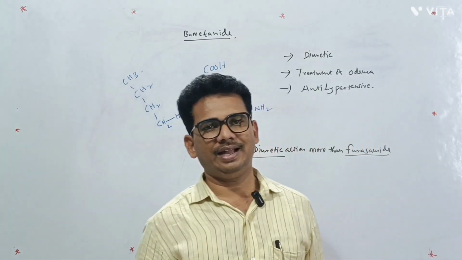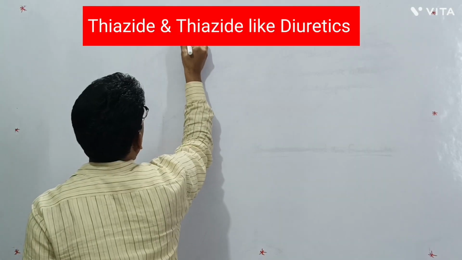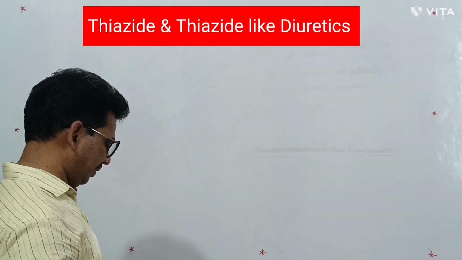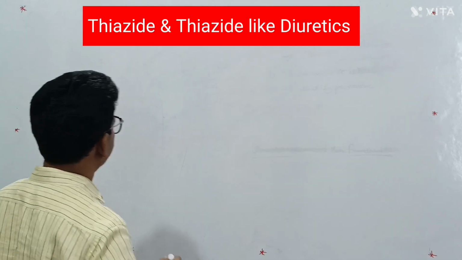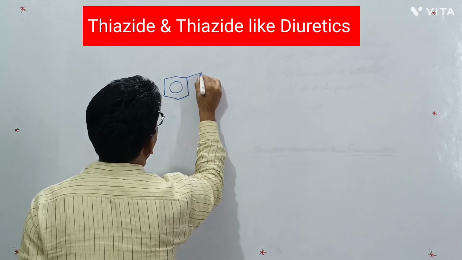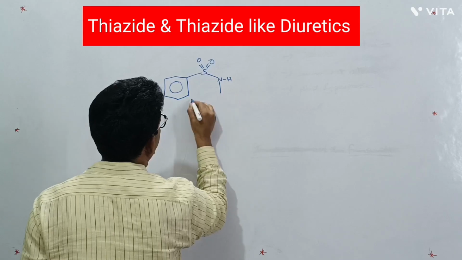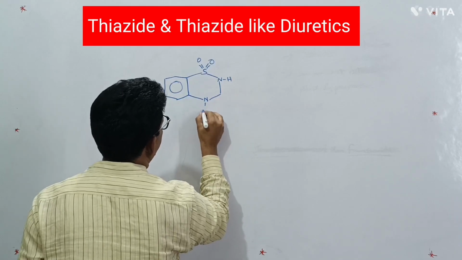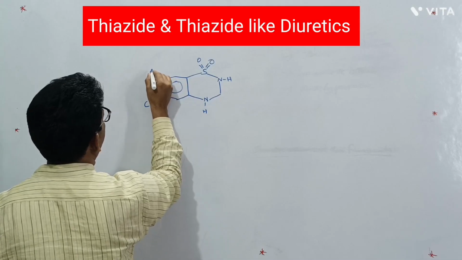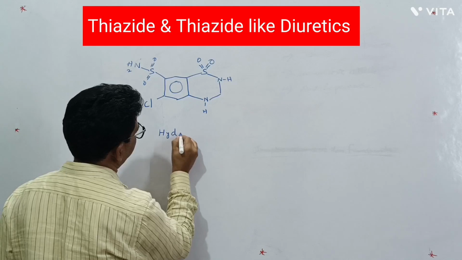Next we'll go for the thiazide and thiazide like diuretics. The next class is the thiazide and thiazide like diuretics. In this case I will draw the main two structures. The basic structure is benzothiazine. Here it has the sulfur dioxide group. Here one nitrogen and here one nitrogen. Here it will have the electron withdrawing group, and here it has the sulfonamide. This is called hydrochlorothiazide.